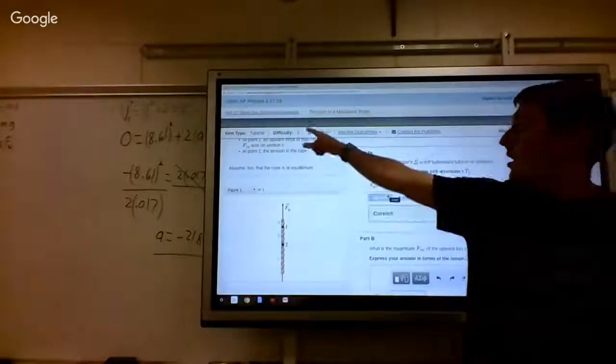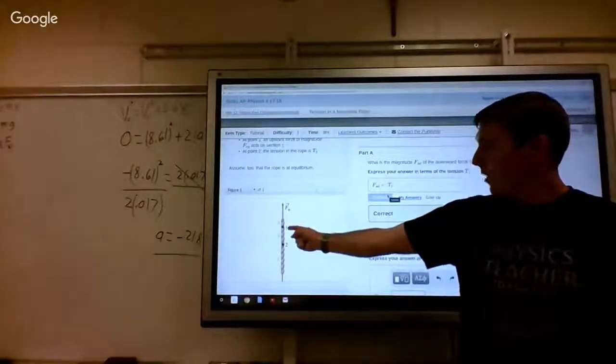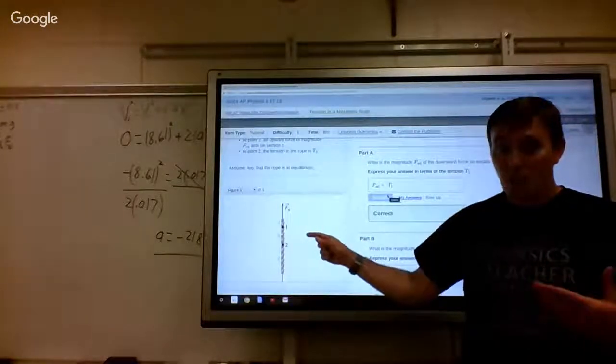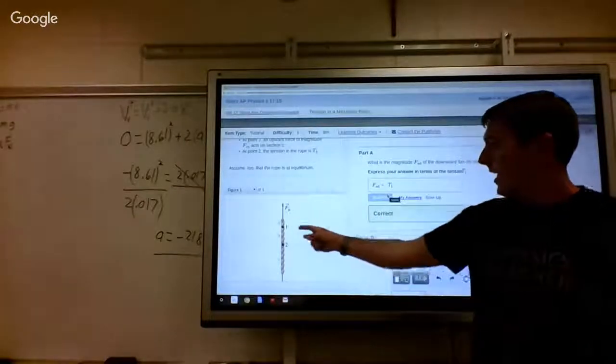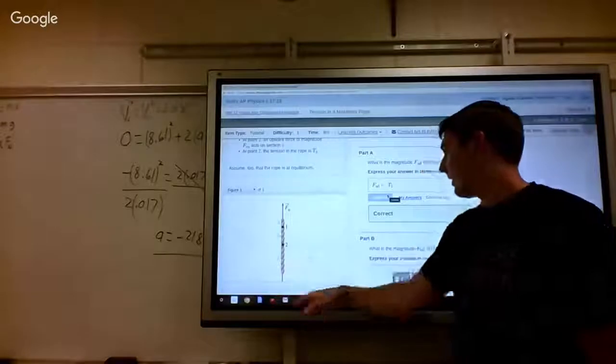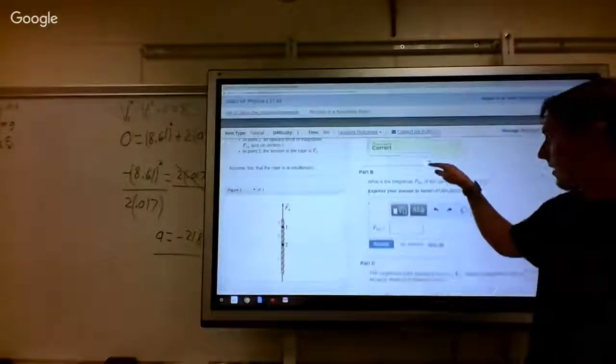What they told us in the story up here is that this point right here, point 1, is experiencing a tension of T, or a force of T1, tension 1. All right, and that's going to be the force that's happening along the whole thing. And so now they talk about later on.